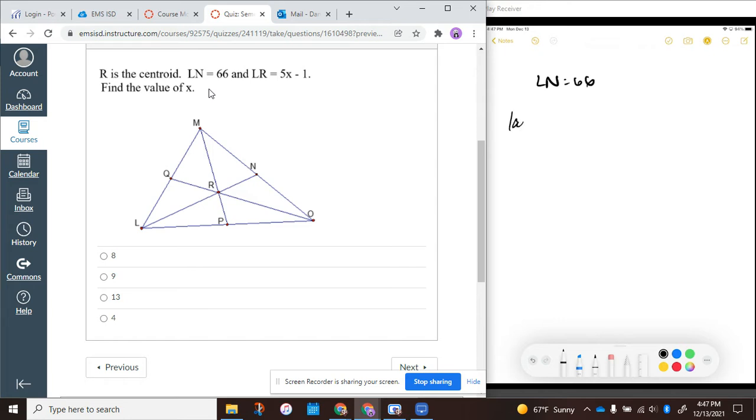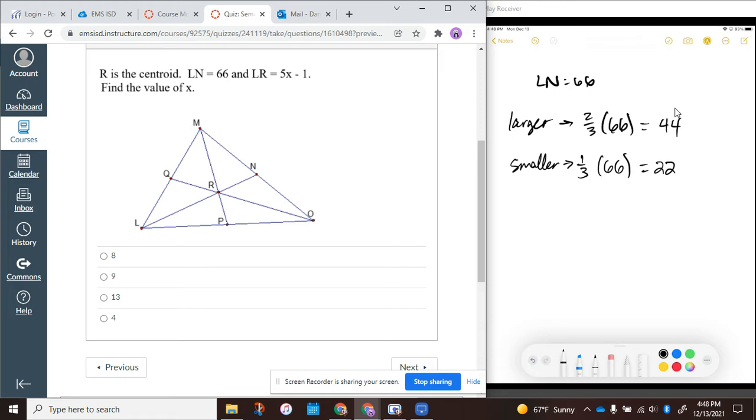So that means the larger piece would be 2/3 of the full thing, and the smaller piece would be 1/3 of the full thing. The larger piece would be 44, and the smaller piece would be a length of 22. That tells us a lot, because it tells us that this larger piece, 5x minus 1, equals this 44. And that's exactly the equation that we set up.